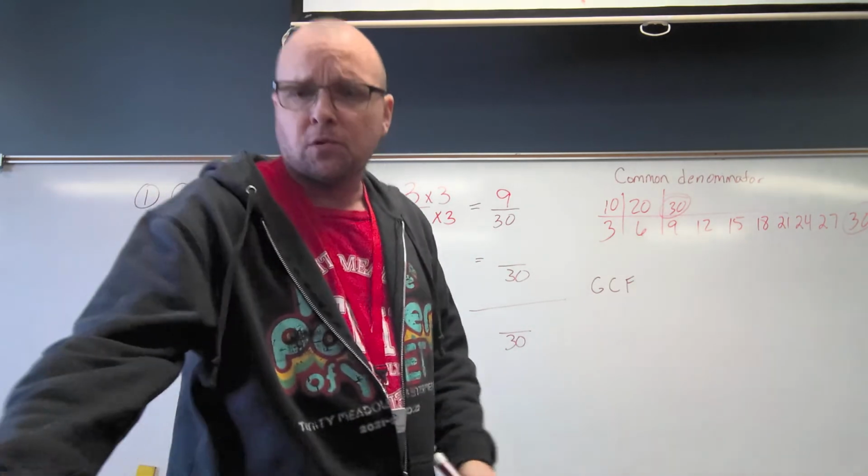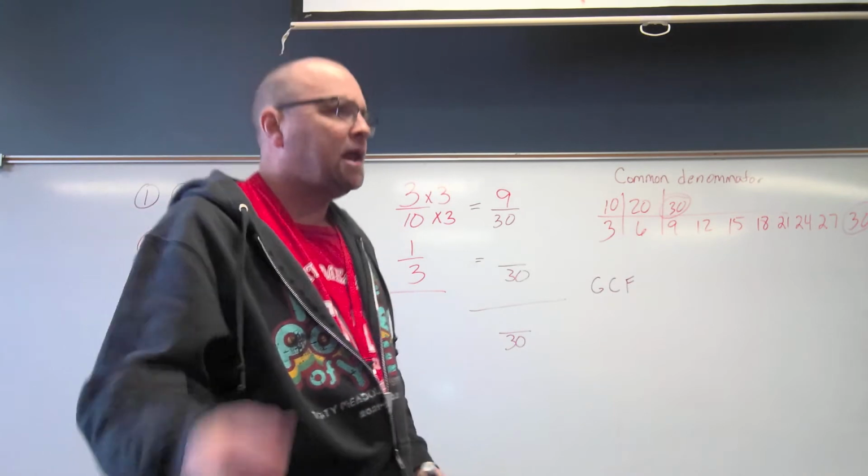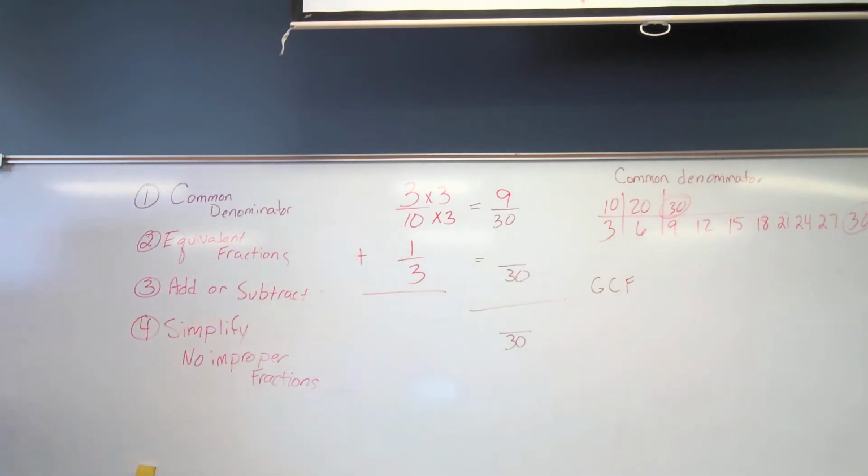Now we've got to change 1/3 so it has a denominator of 30. And Eva, what do I multiply by 3 to get 30?